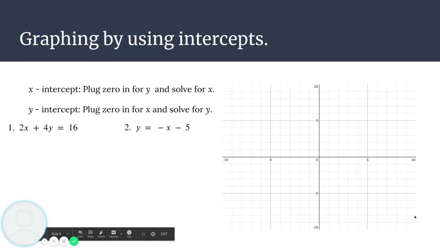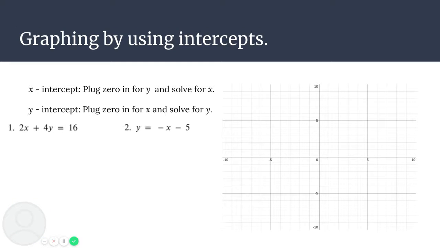Now, the most common type of graphing of intercepts that we're going to use is what we got here. We're going to give you a linear equation, and you need to find the x and the y-intercepts and graph them on a piece of graph paper. Now, how do you do that? The process is this. If you want to find an x-intercept, you need to plug 0 in for y and solve for the x. If you would like to find the y-intercept, you're going to plug 0 in for x and solve for the y.